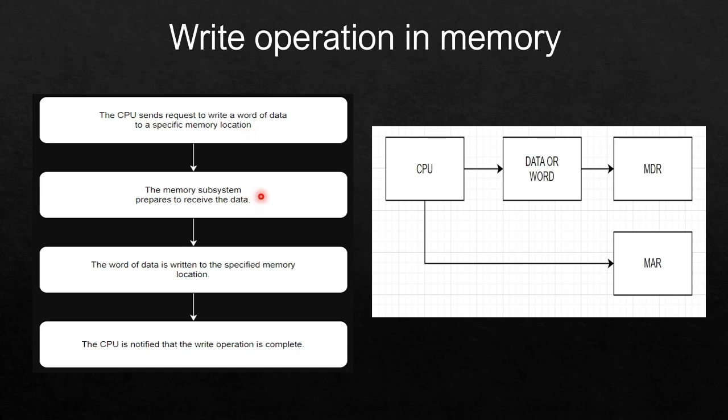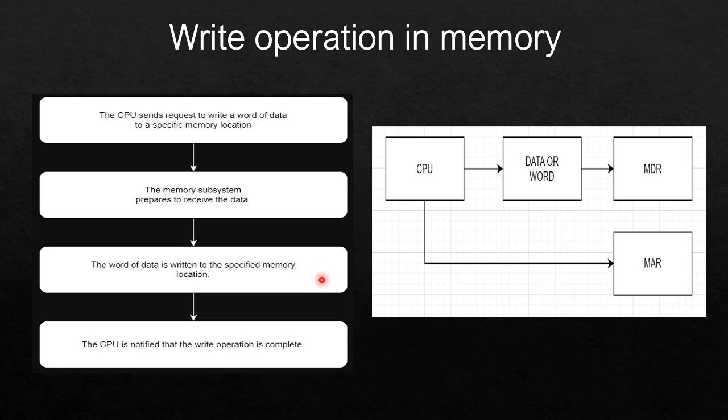The memory subsystem prepares to receive the data. Once the memory subsystem receives the write request, it prepares to receive the data. This involves setting up the appropriate memory chips and registers to receive the data. The address stored in the MAR is used to identify the specific memory location where the data should be written. The word of data is written to the specified memory location.